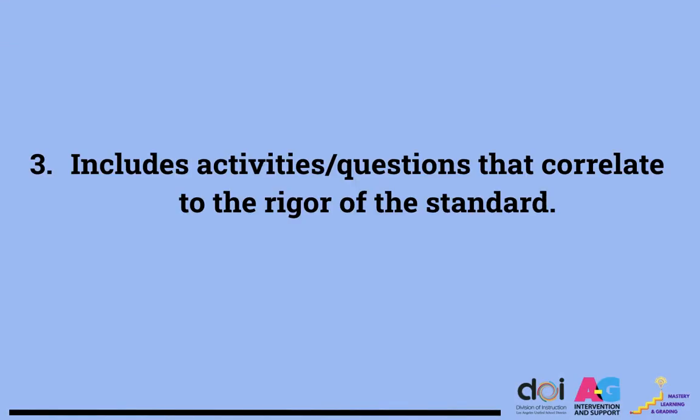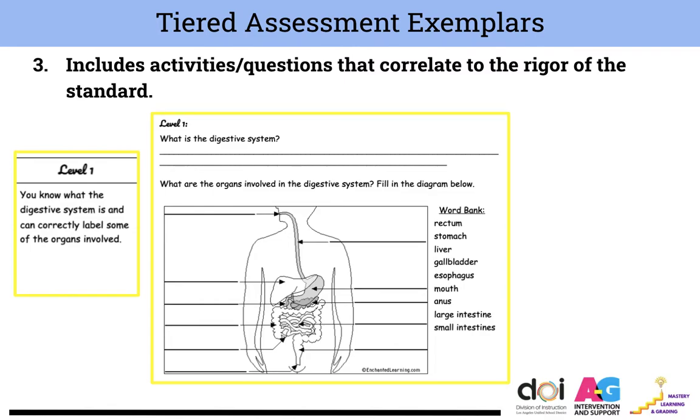The next criteria is including activities or questions that correlate to the rigor of the standard. Here the teacher has identified a description of what level 1 understanding means. In this case, it's knowing what the digestive system is and correctly being able to label some organs. You'll notice that the items found in level 1 directly connect to those expectations.